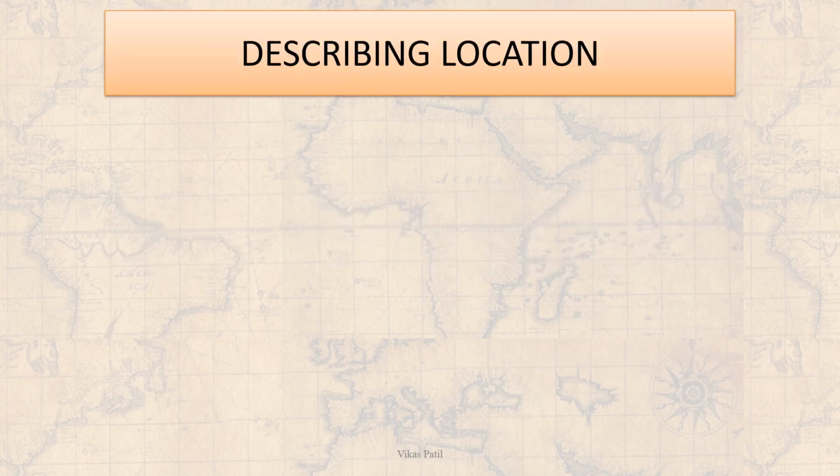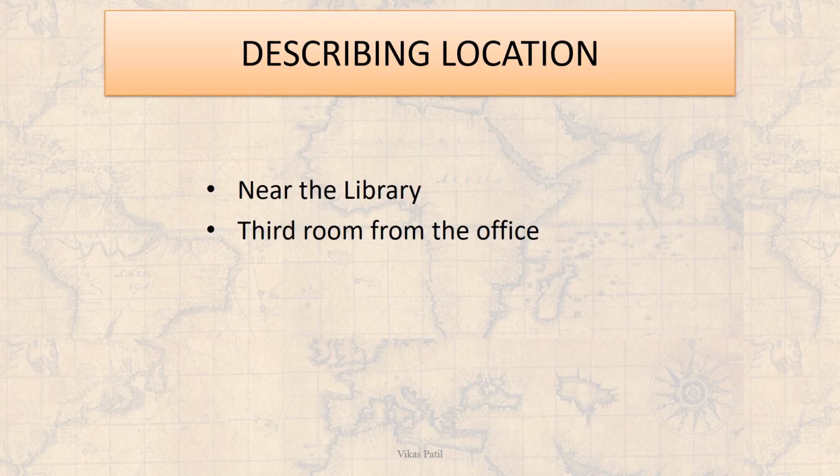Well, if I ask you to describe the location of a place, you can use various landmarks to describe it. For instance, you can say that place is near the library, or it's the third room from the office, or you might name the street where it is located. You can also give the name of the area and probably the city. Well, this becomes easy in our day-to-day usage of describing location.